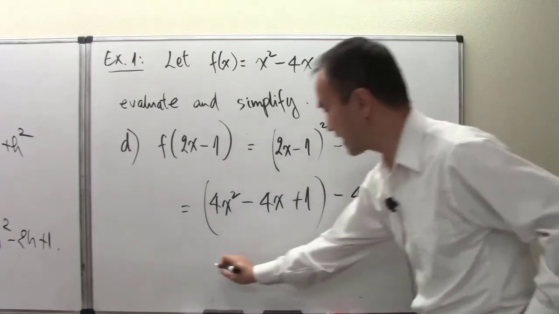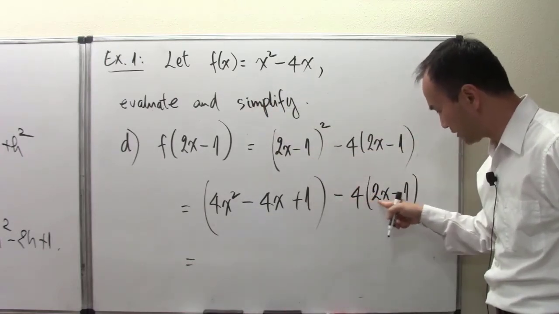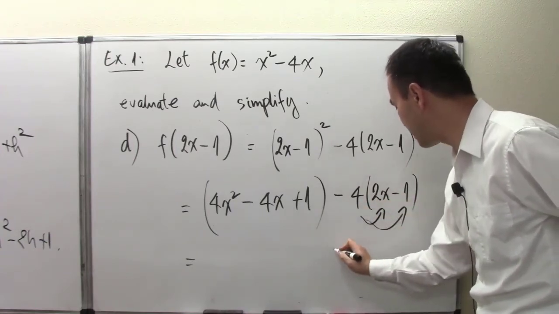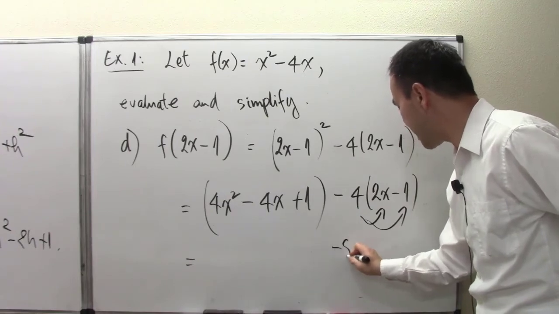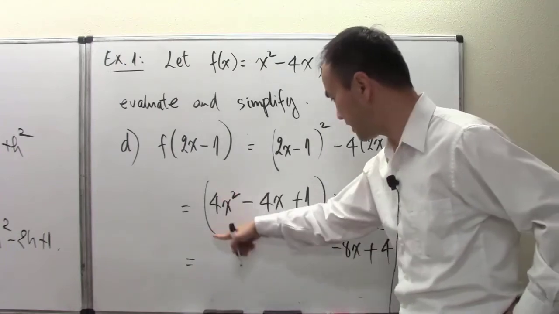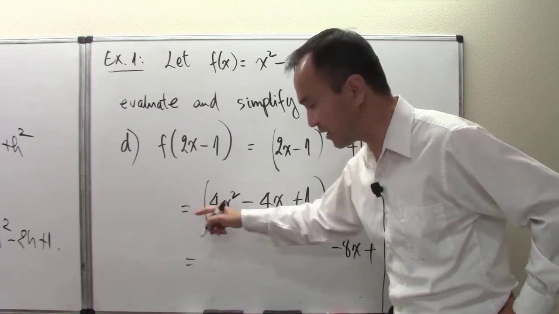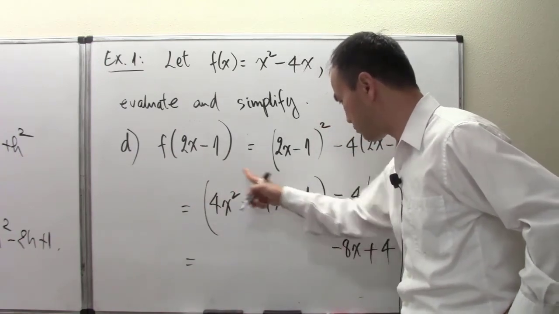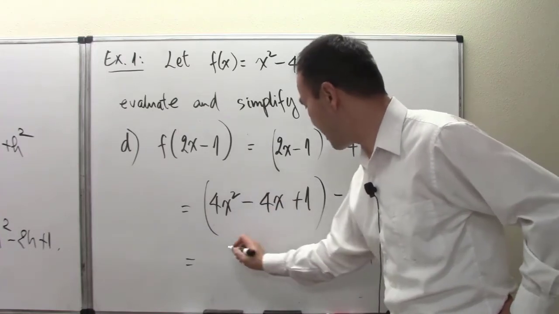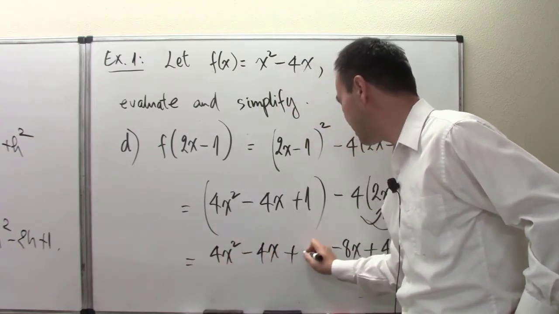And so now, just like how we've been doing the earlier problems, minus 4 distributed to each term here will switch sign. Okay, and so that now gives me minus 8x plus 4. Since we have simply a positive sign in front, this pair of parentheses can be removed safely and completely legally. So in that way, I'm looking at 4x squared minus 4x plus 1.